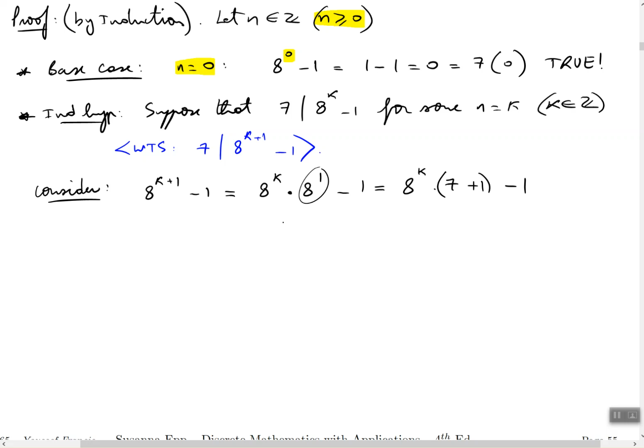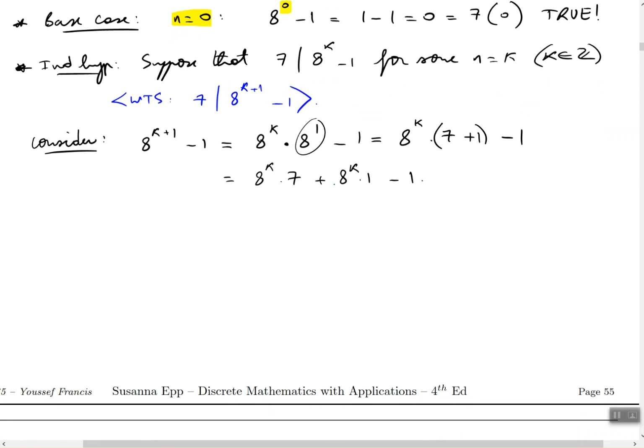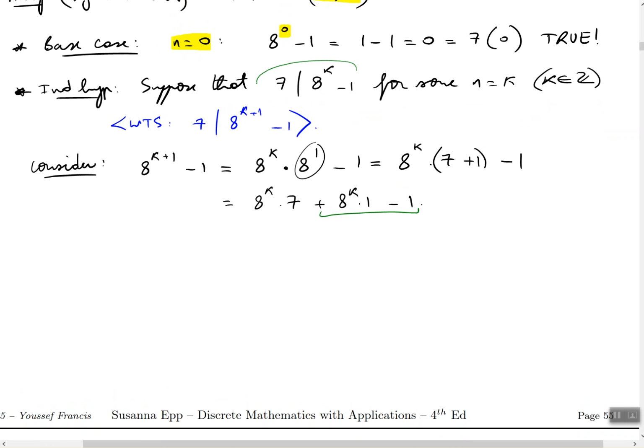because I'm trying to prove that the quantity is divisible by 7, so it's convenient to make the 7 show up. And again, distribute the 8 with the 7, we get 8 to the k times 7. Distribute again, we get 8 to the k plus 1, and then times 1 is going to be just times 1. Let's make it visible. And then there's the minus 1 at the very end. So far, that's great, but we know that this 8 to the k minus 1 is divisible by 7 because of the inductive hypothesis.